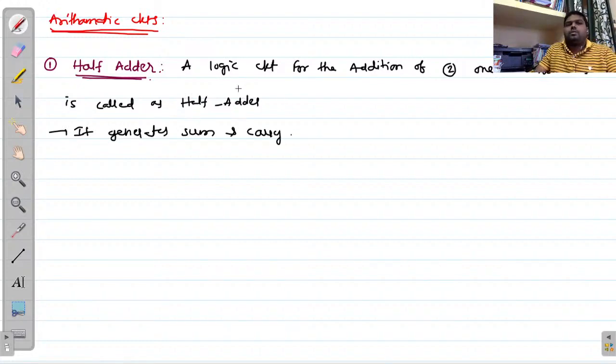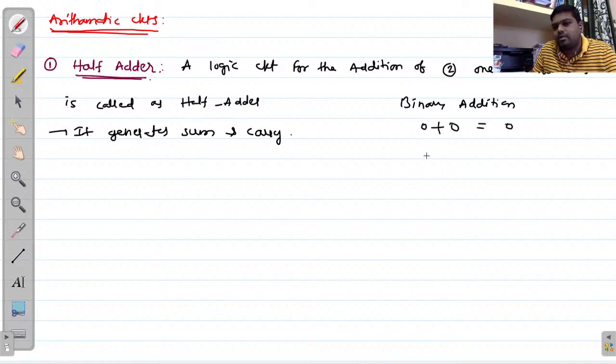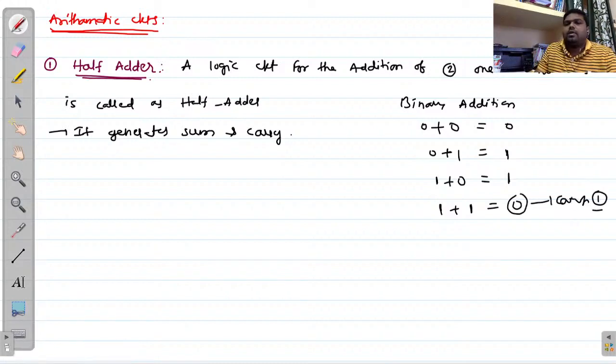Okay, so half adder is nothing but which performs 1-bit addition, right? A logic circuit for the addition of two 1-bit numbers. For example, already we know about binary addition, right? So what is binary addition? If we are adding 0 plus 0, we are getting 0, 0 plus 1 equals 1, 1 plus 0 equals 1, and 1 plus 1 equals sum 0 and carry 1, right? Sum 0, carry 1. Okay, that's fine.